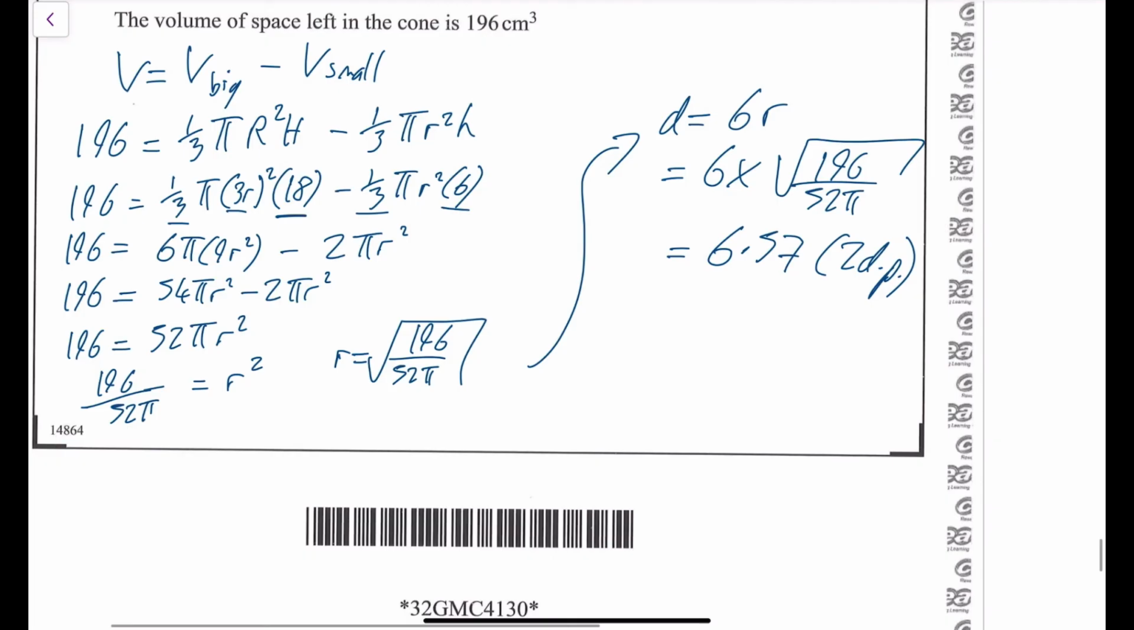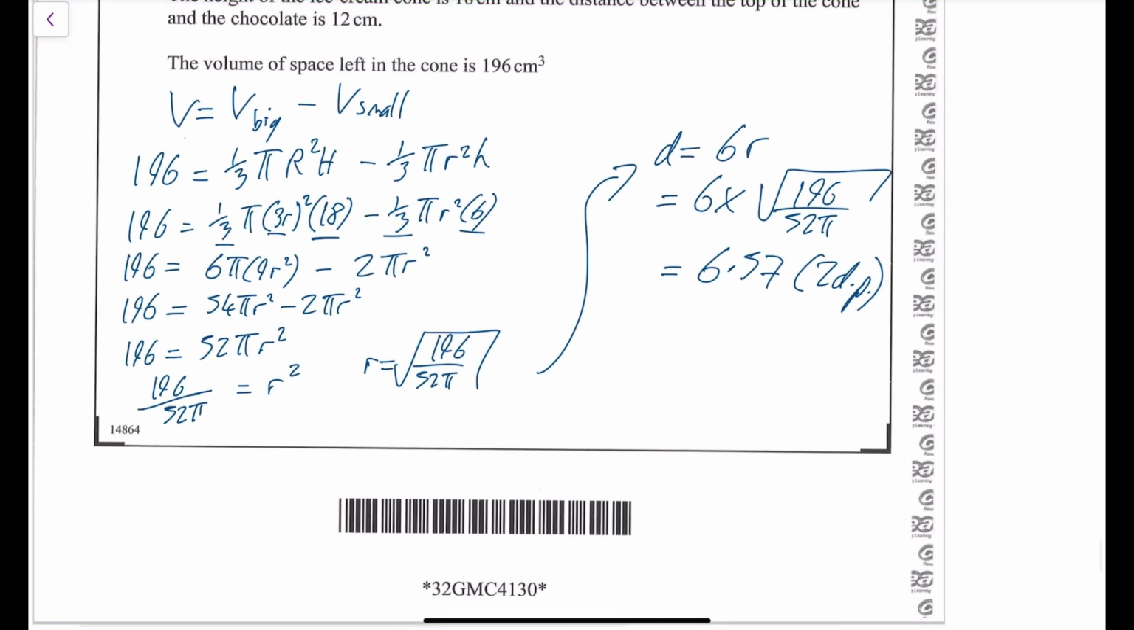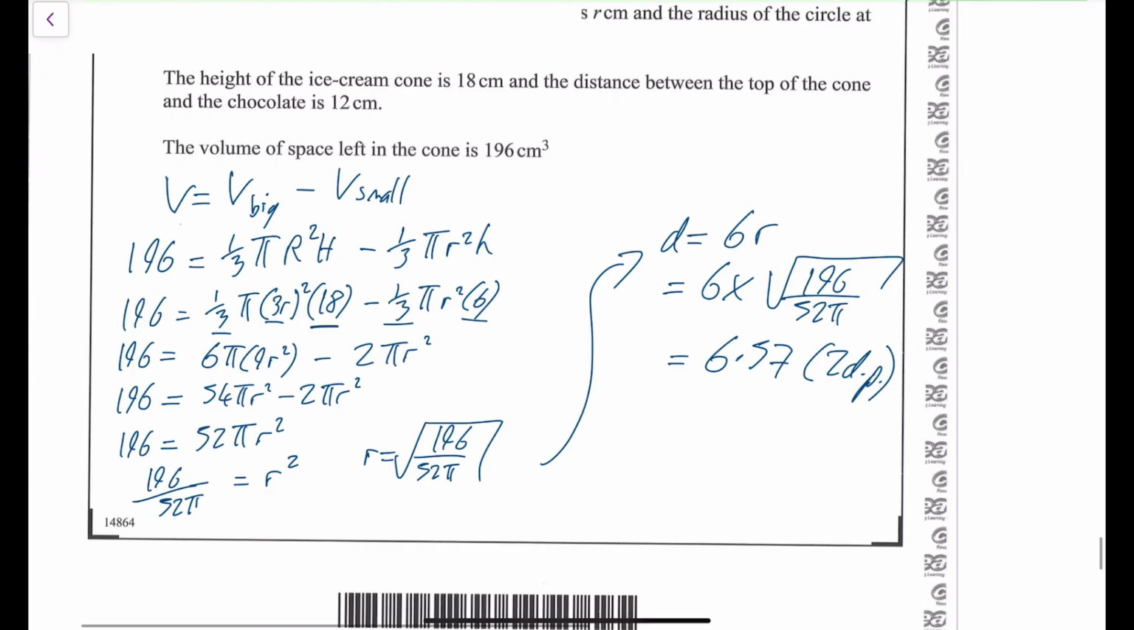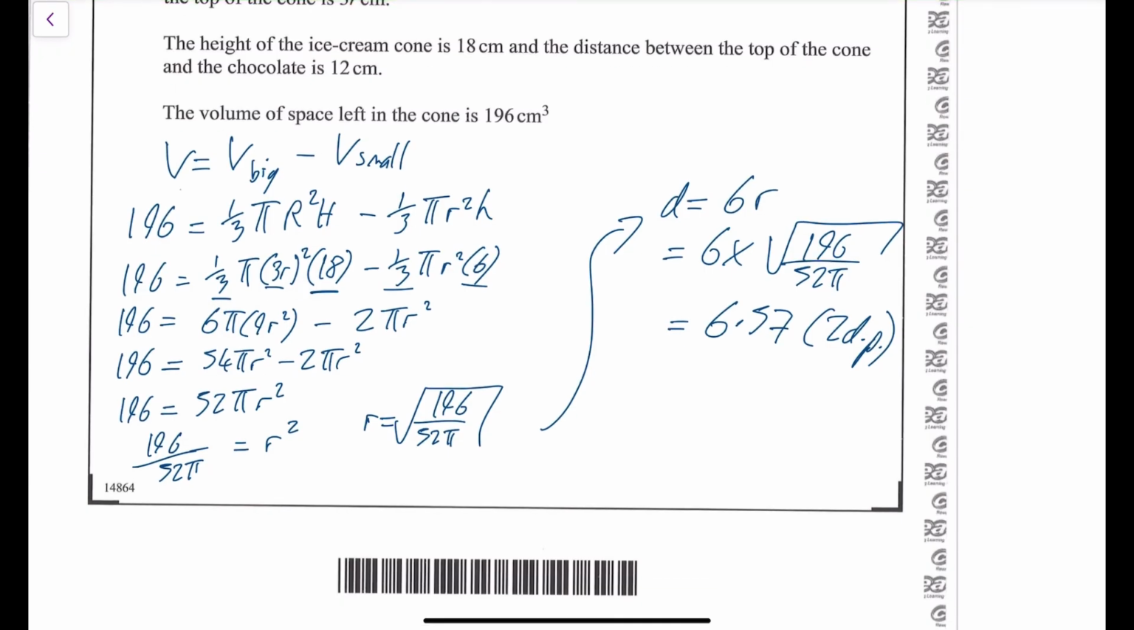And that's us done. Okay, that's the end of the exam there. That was a tough enough 7-mark question at the end. And just read the question at the end. It said the diameter of the cone, so you don't just find r, you find what 6r is, because it's the diameter of the whole cone. Done.